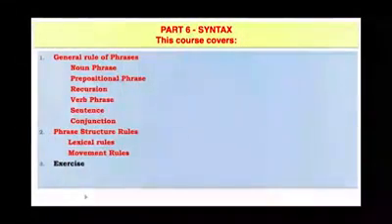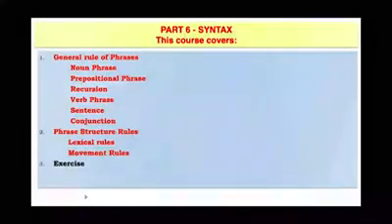In this course, we are going to deal with syntax. I'm going to cover general rule of phrases. Different phrases will be covered for this session: noun phrases, prepositional phrase, recursion, verb phrase, sentence, and conjunction. And also, we are going to have a look at 4 examples of the phrase structure rules, like lexical rules, movement rules, complement phrases, transformational rules, and then we will end up with an exercise.